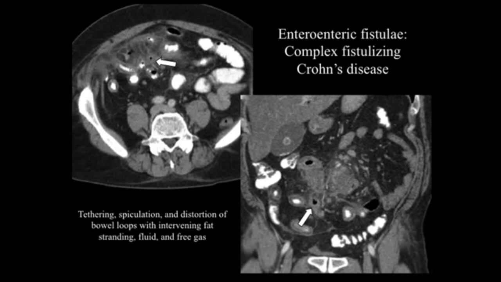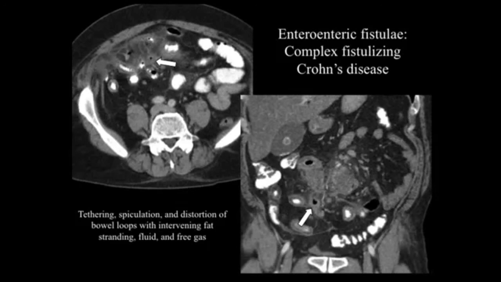You see ectopic gas right at the center, and there's lots of edema, stranding, and inflammation interspersed amongst those bowel loops. When I see those bowel loops spiculated towards a central point of ectopic gas, as in this case, regardless of whether I see the actual fistulous tract or not, I'm going to make the diagnosis of complex fistulizing Crohn's disease, and in this case, multiple discrete enteroenteric fistulas.